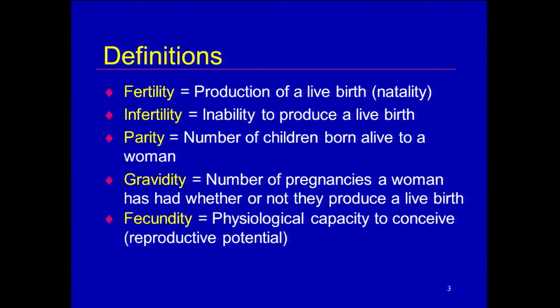So there's several definitions of fertility. First is fertility itself, which is the production of a live birth, also called natality. Then where there's an inability to produce a live birth, that would be infertility. The number of children born alive to a woman is defined as her parity, and the number of pregnancies she has had, whether or not they end in a live birth, is her gravidity. Fecundity is her physiological capacity to conceive, that is her reproductive potential.